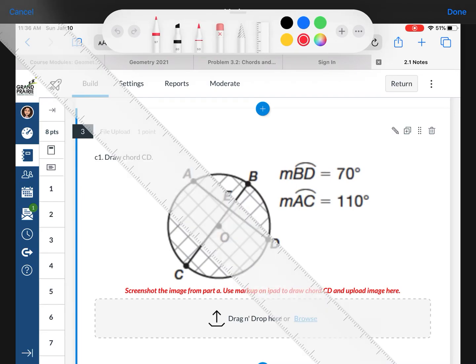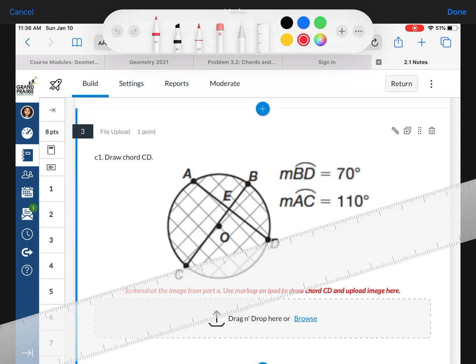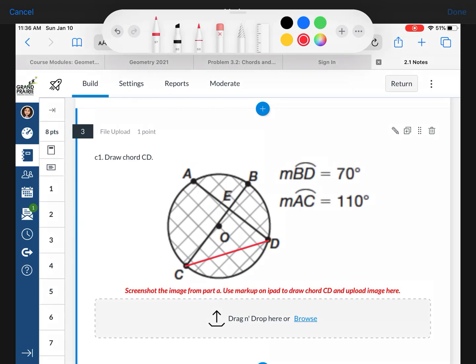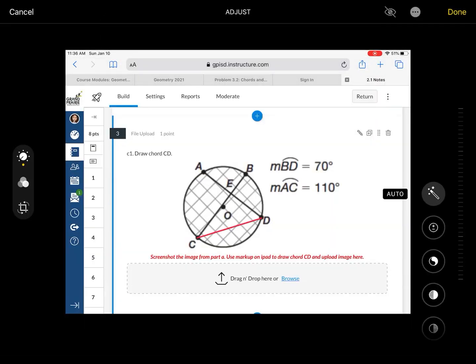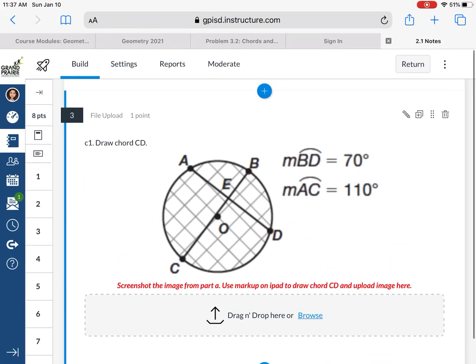So let's go ahead and use the ruler just so that it looks neat. We're going to draw a line segment connecting C to D. And that's it. Click done and done. And you can upload that picture into Canvas. You would click Browse, and you should be able to upload it.